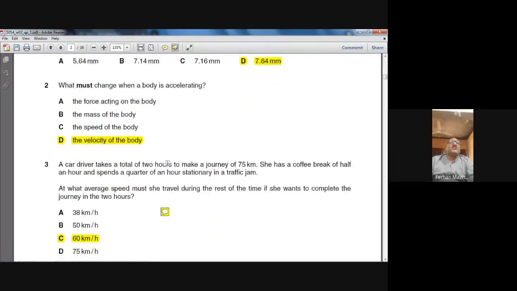Question number 2. What must change when a body is accelerating? The velocity should change. If the velocity of the body changes, then acceleration is produced. So D is the choice. D is the right choice.